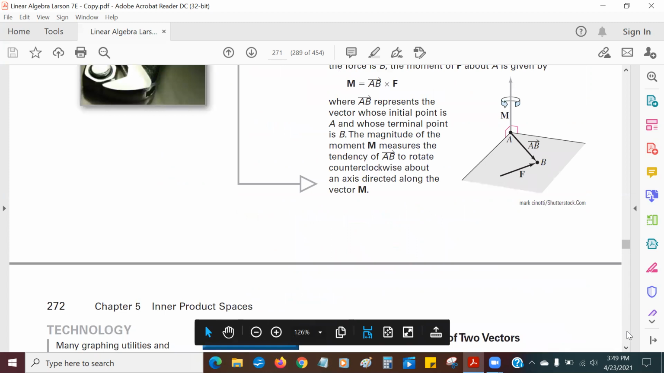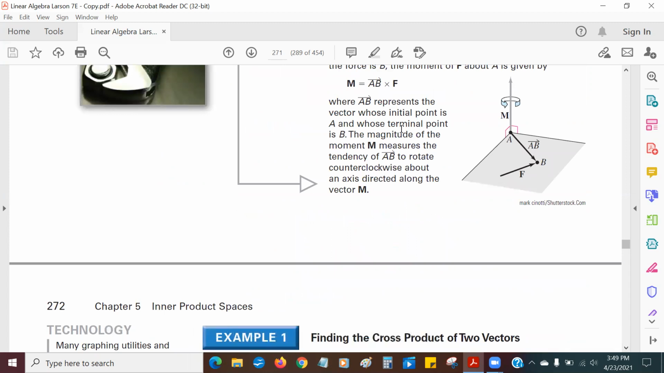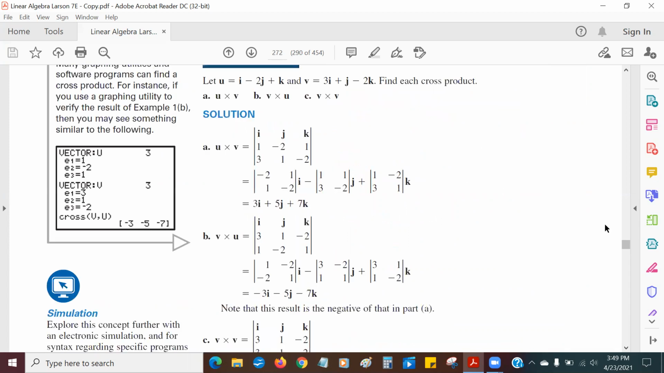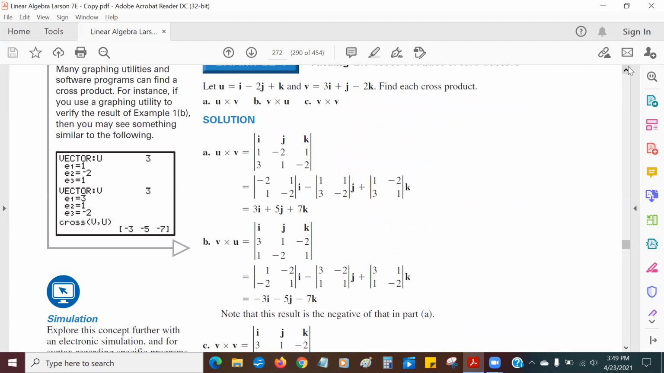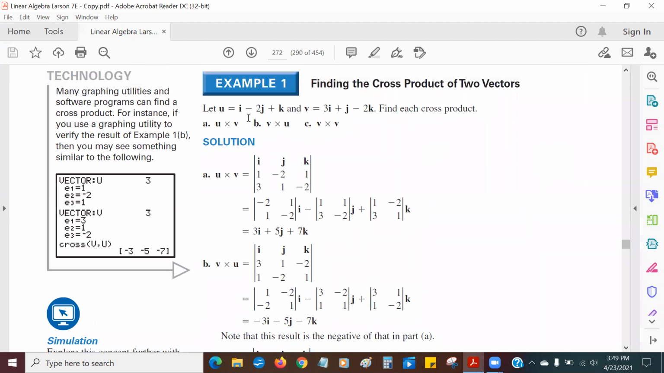You may have seen cross products and vectors in physics. But let's just look at an example. We're just doing a basic cross product. So here's a vector. U is i minus 2j plus k. V is 3i plus j minus 2k. Sometimes we'll write this as U is (1, -2, 1), and V is (3, 1, -2). That's another way to write the same vector. Anyway, U cross V, V cross U, and V cross V.